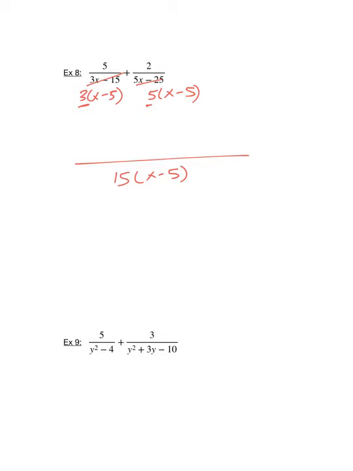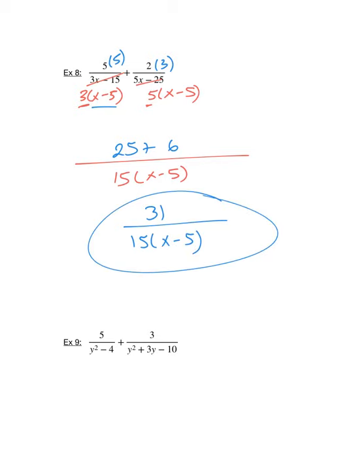The first fraction, the numerator, has to get multiplied by 3 times 5 to get to 15, and it already has the x minus 5. And the second fraction has to be multiplied by 3, because 5 times 3 to get to 15, and it already has the x minus 5. So in your numerator, you have 25 plus 6, which is going to give us 31. So 31 over 15 times x minus 5. And this can't be simplified.